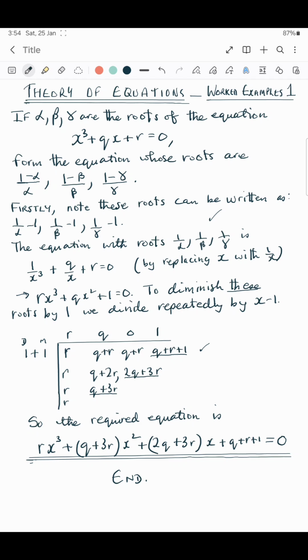We then repeat the process. So r divided by 1 is r. Now we let the multiplier do its job. r times 1 is r. Add that on to q plus r is q plus 2r. q plus 2r times 1 is still q plus 2r. Add that on to q plus r gives us 2q plus 3r, which I've now underlined. And that will be the coefficient of x.